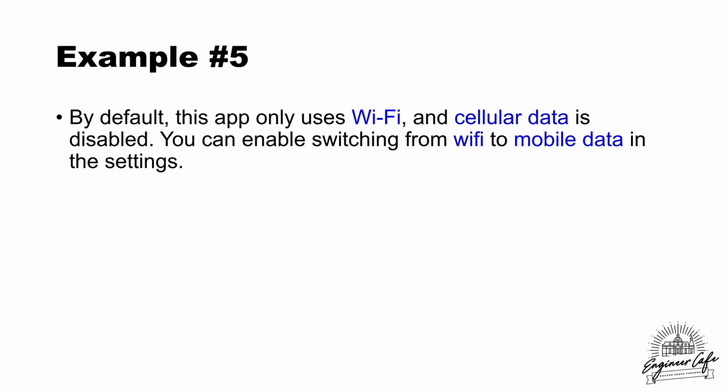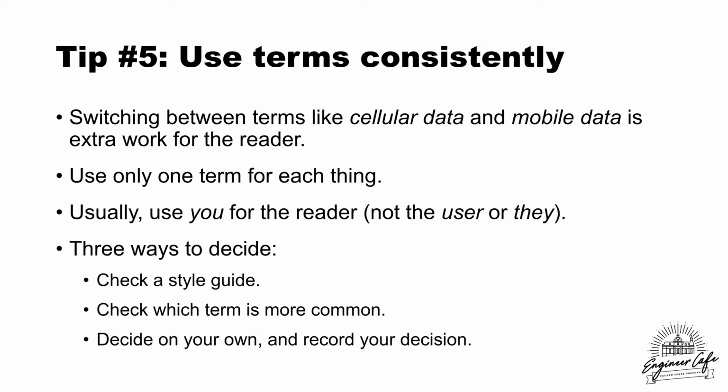So yes, tip number 5 is use terms consistently. Generally, if the reader has to switch between, say, terms like cellular data and mobile data, it's a little bit of extra mental work. I did pick a fairly simple one on purpose, but it's best in technical writing to use only one term for each thing.